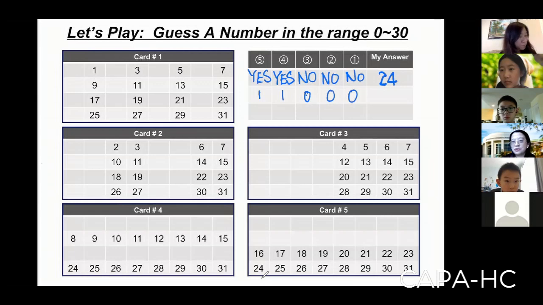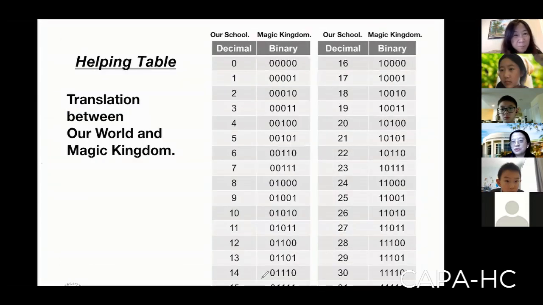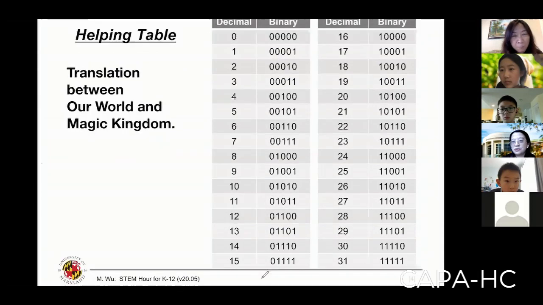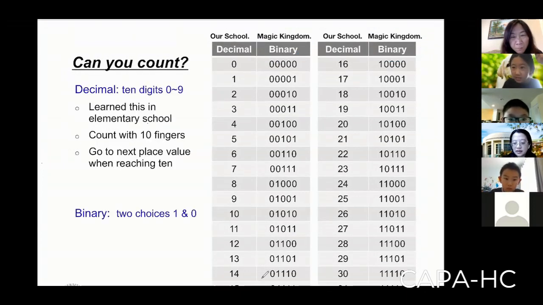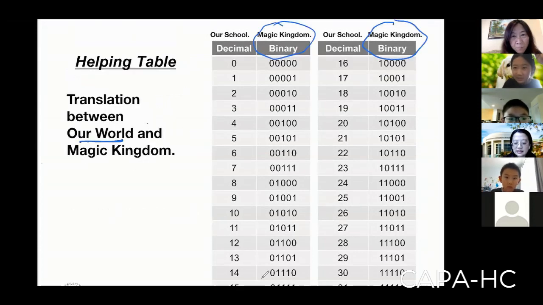This is a helping table that you will have when you play the game. With your friend's answers, you try to guess what will be in this magic kingdom. I'm going to see which one matches the answer I got by asking questions from my friend. And you will see it's here. So that's where I was able to very quickly guess what the number is. So it's 24. Now we can ask just 5 questions to figure out any number in this range between 0 and 30.